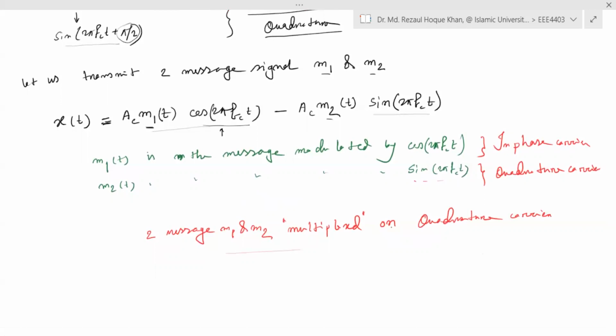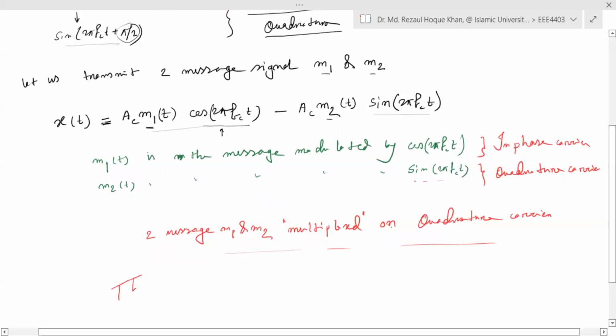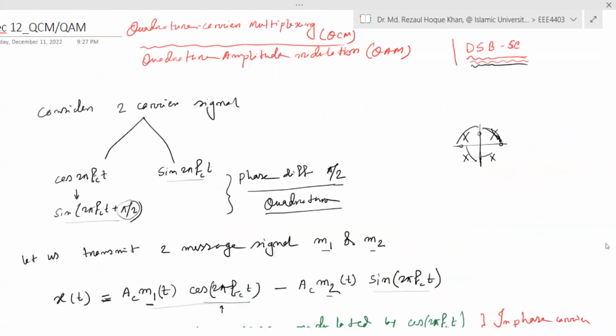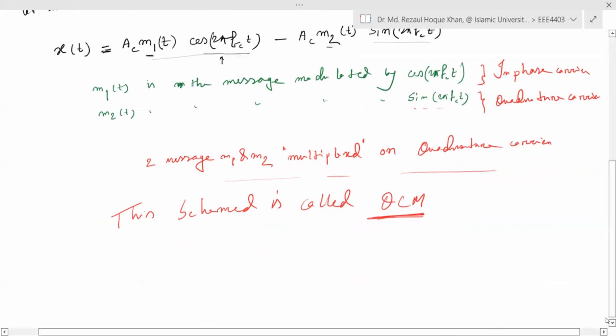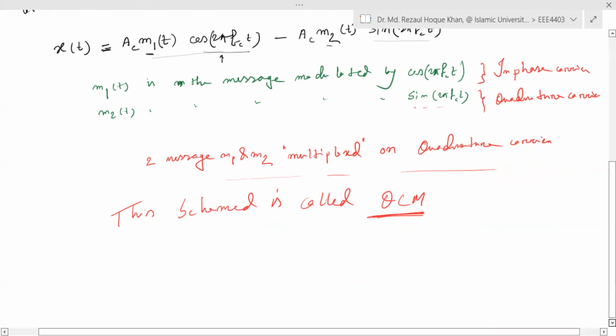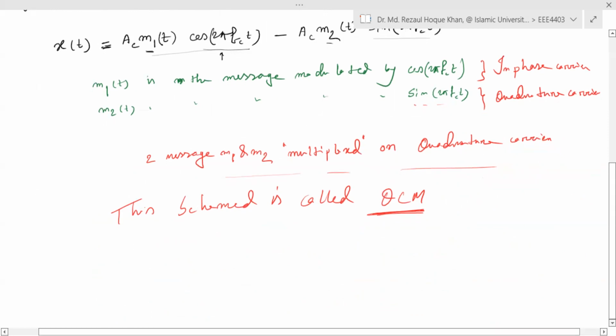So this scheme is called quadrature carrier multiplexing, or this is also termed as quadrature amplitude modulation. Okay, so quadrature carrier multiplexing is the topic of today's discussion. So now what we will see is, we multiplex, right? Then we will demultiplex.